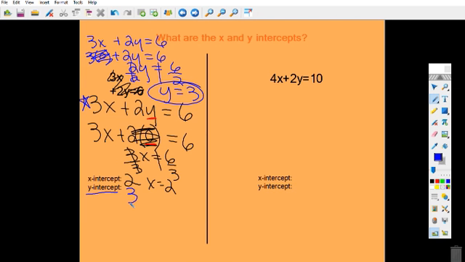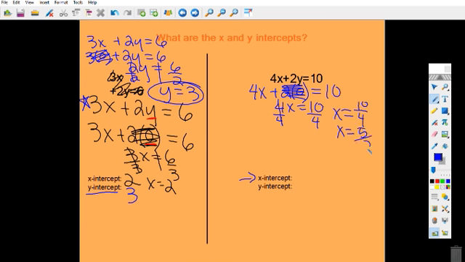Let's try it again. So here, we're solving for our x-intercept. So I have 4x plus 2 times 0 equals 10. These go away. 4x equals 10. Divide by 4. X equals 10 over 4. If you simplify that, you get 5 over 2, or 2.5 if you put it in your calculator. Okay, 5 divided by 2, you get 2.5.